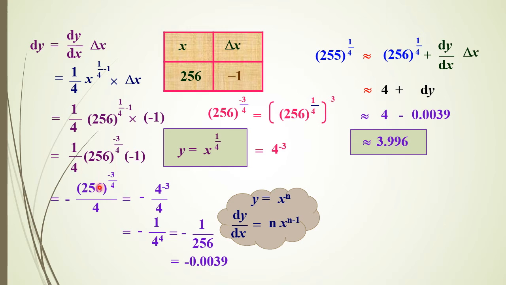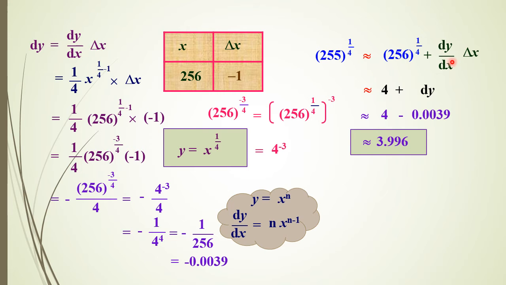So next, after simplifying this term, you take it to the denominator side, so that 4 to the power 3 into 4 is 1 divided by 4 to the power 4, which is 256. After simplifying, you'll get minus 0.0039. We have now got the value of dy by dx into delta x.